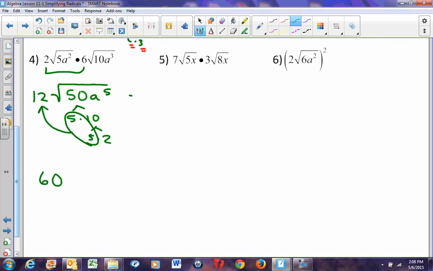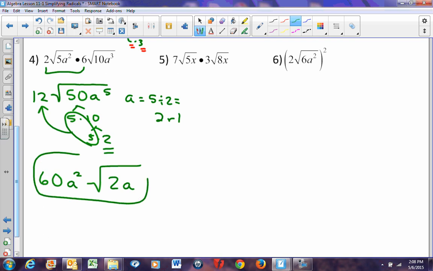I have a to the fifth, so my a's is going to be 5 divided by 2, which is 2 remainder 1. So 2 a's come out, and an a stays underneath along with this 2, so this will be 2a. So we have 60a squared square roots of 2a. The more you do these, the better you get at them. And I'm giving you lots and lots of examples because I don't want you to get confused. I want you to see all the different possibilities here.